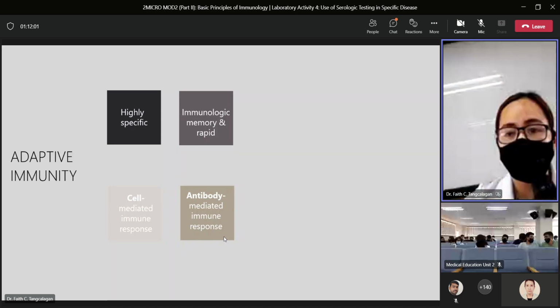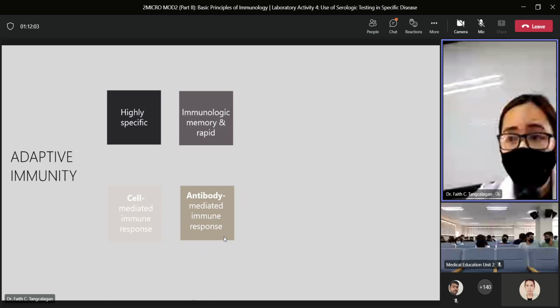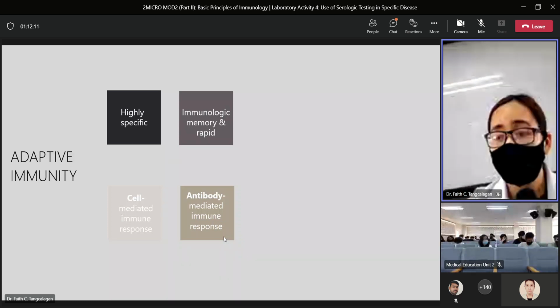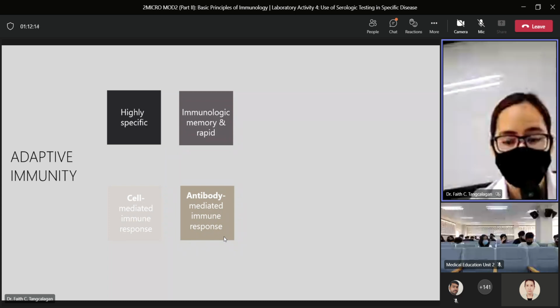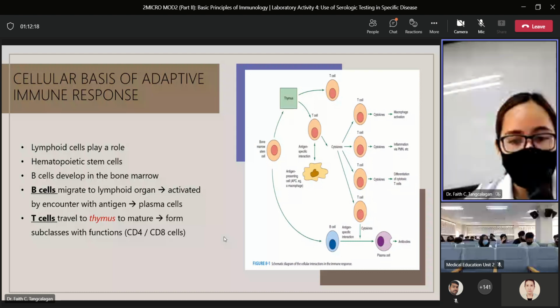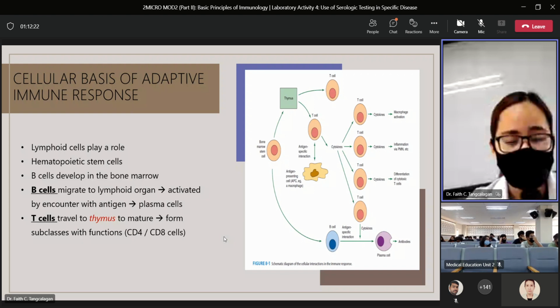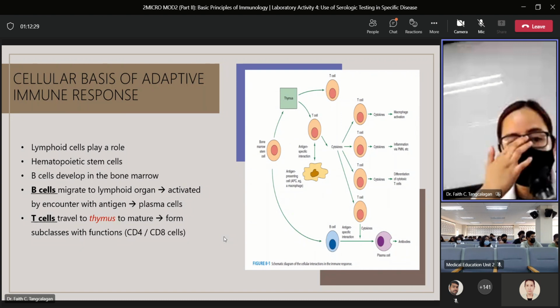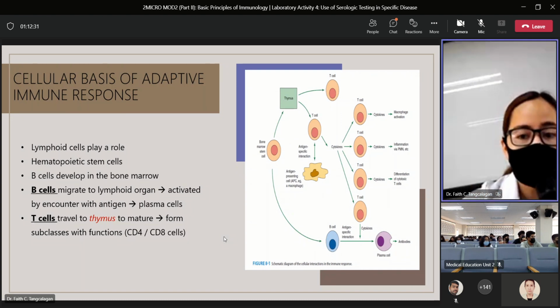So in other words, adaptive immunity is more on antibodies and memory cells, and the cell types there are your B cells and your T cells. So the first thing that we're going to discuss about adaptive immunity is their cellular basis. So where are they coming from? First and foremost, they are lymphoid cells.